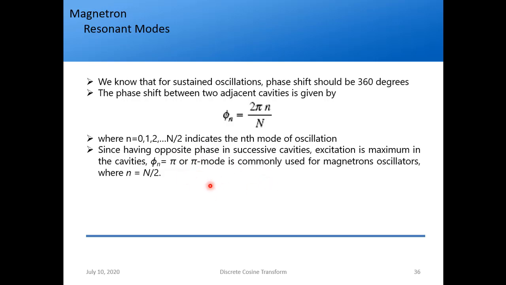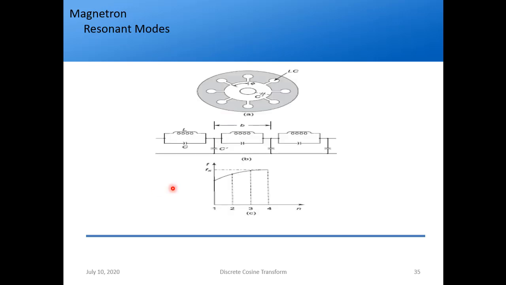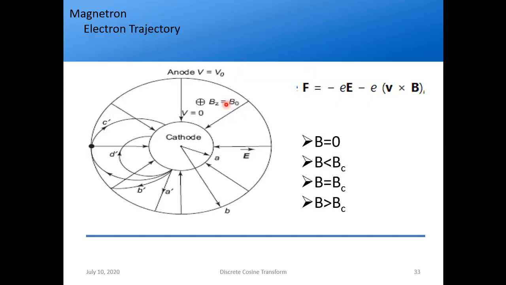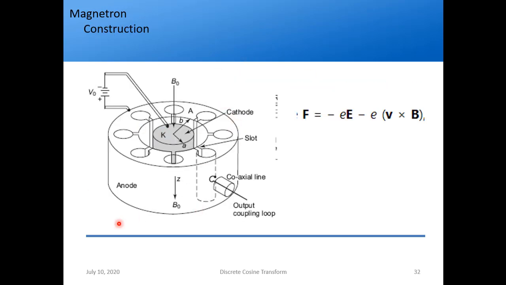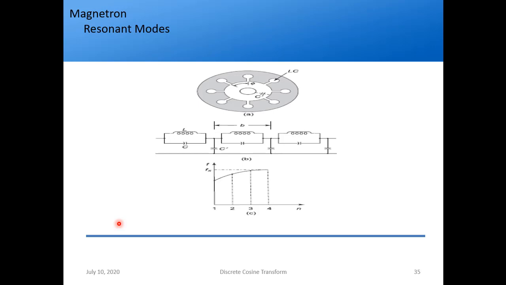magnetrons. Okay, so this is achieved when small n equals N by 2, right? So N will get cancelled and 2 will get cancelled. And usually for that we use 8 cavities, so that is why you see 8 cavities here. So in your construction also, ideally you should show 8 cavities to indicate pi mode of operation.